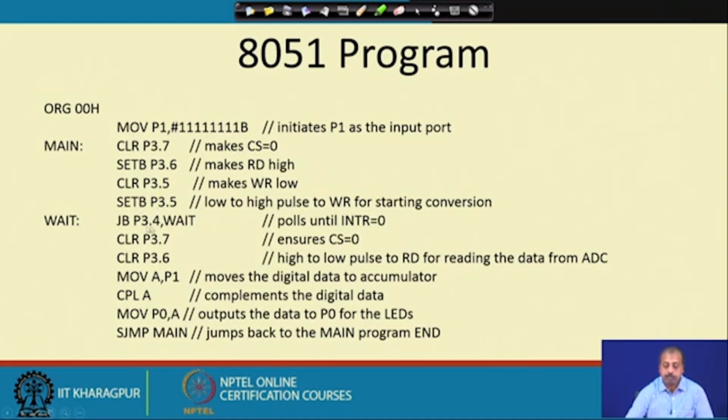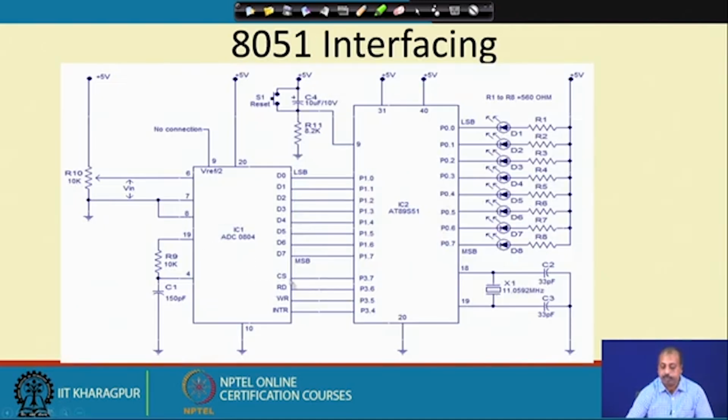Then we wait till the INTR becomes equal to 0. So, this is JB, jump on bit P 3.4, wait. If you look into this diagram, P 3.4 is connected to the INTR line from the ADC.